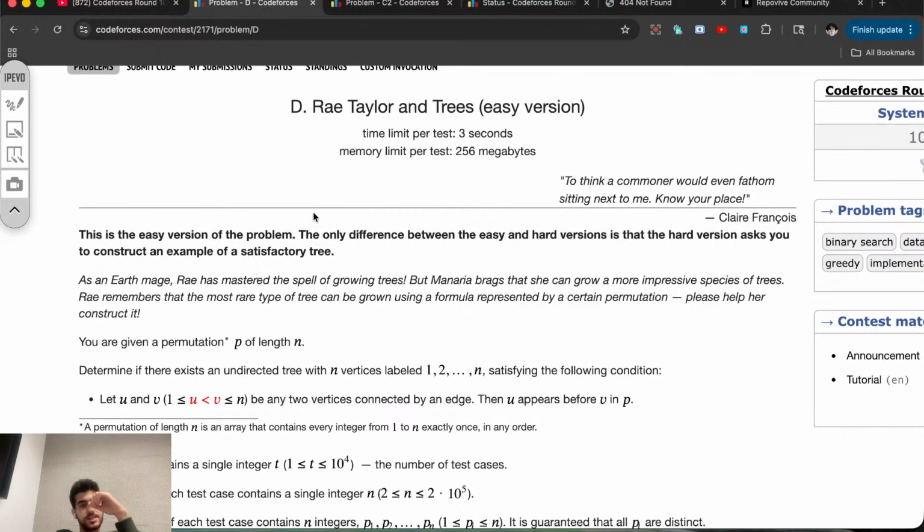So let's talk about problem D. I like this statement. See, it's short. Even though the previous problem was good as well. I like the previous problem. It was a good problem, as was problem C.